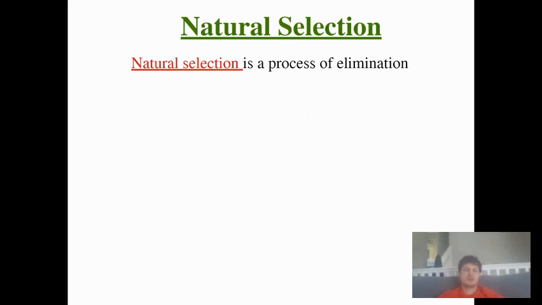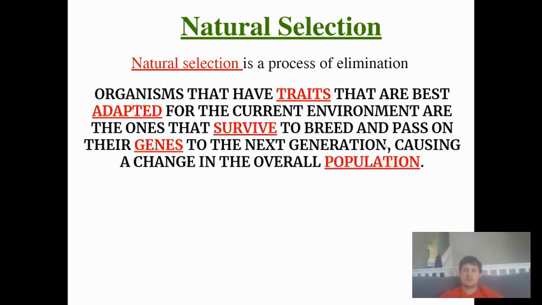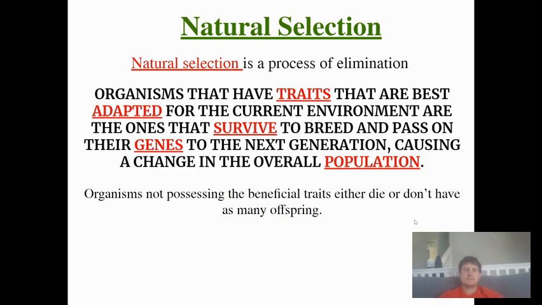Natural selection is a process of elimination, of removal. Organisms that have traits that are best adapted for the current environment are the ones that survive to breed and pass on their genes to the next generation, causing a change in the overall population. Organisms not possessing the beneficial trait either die or don't have as many offspring.